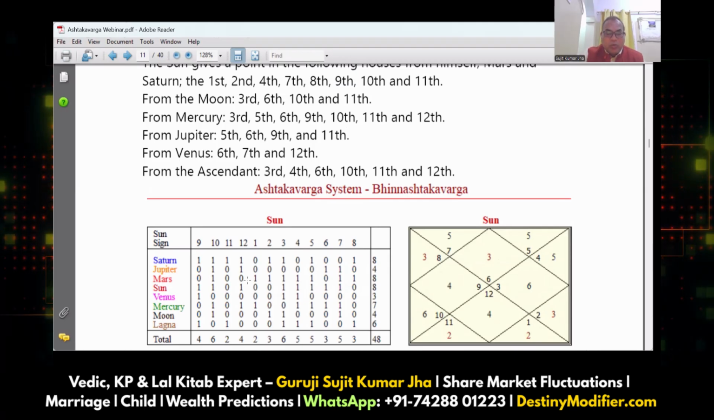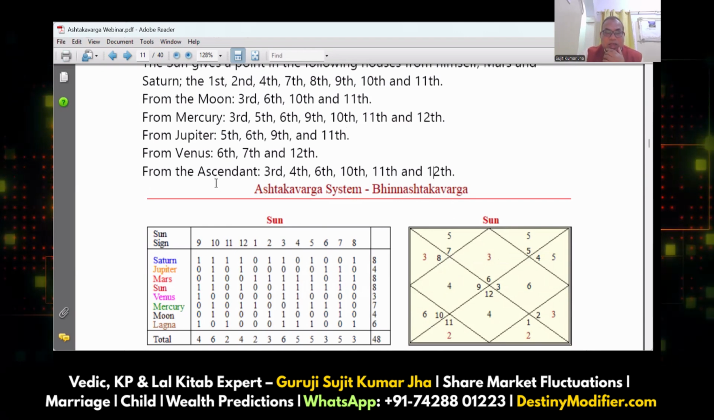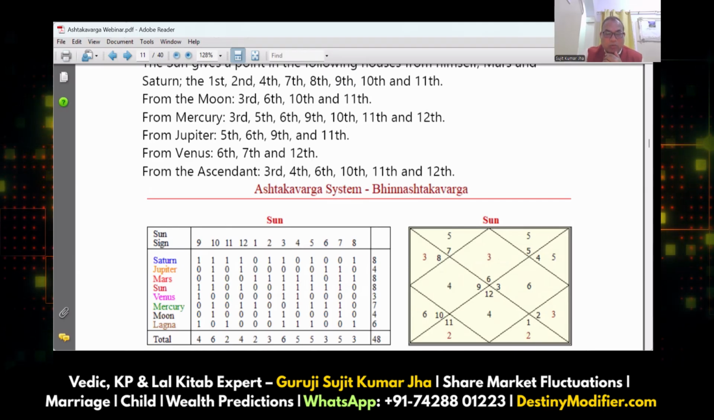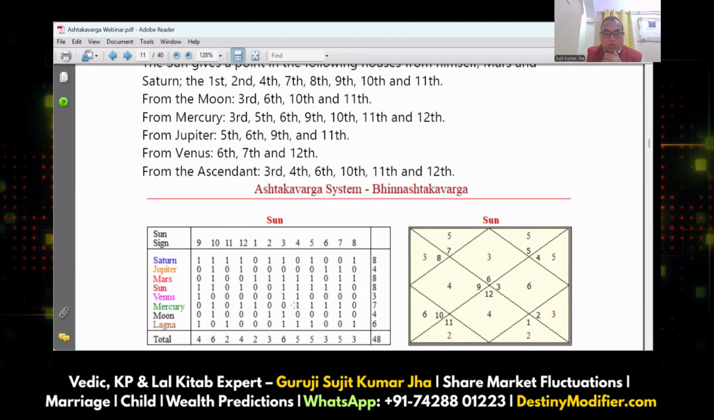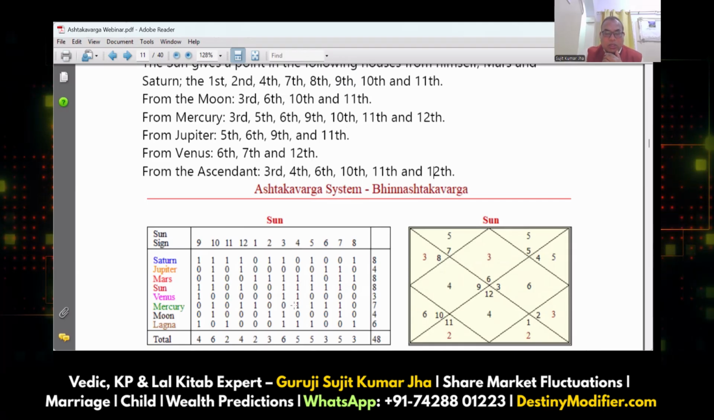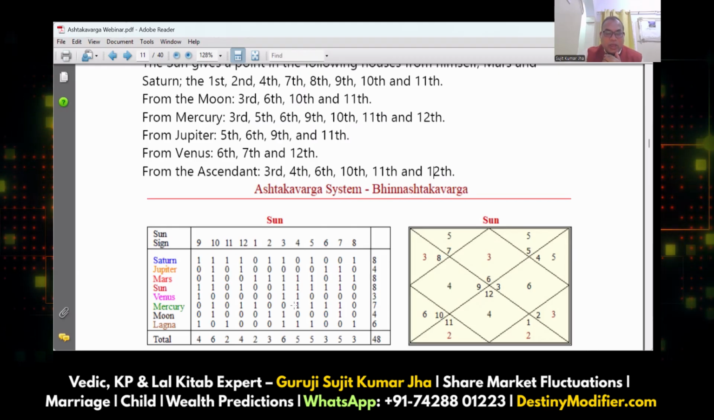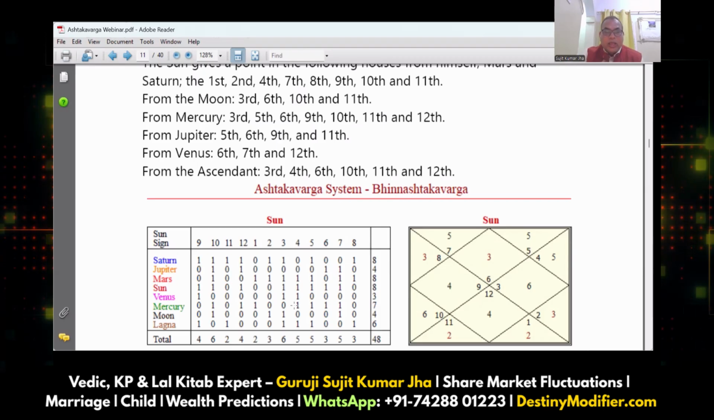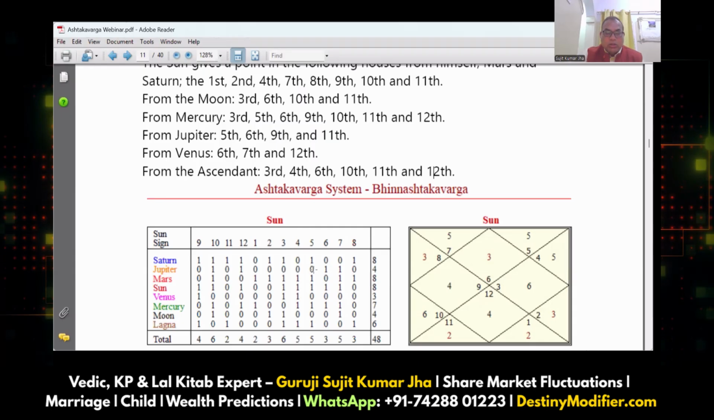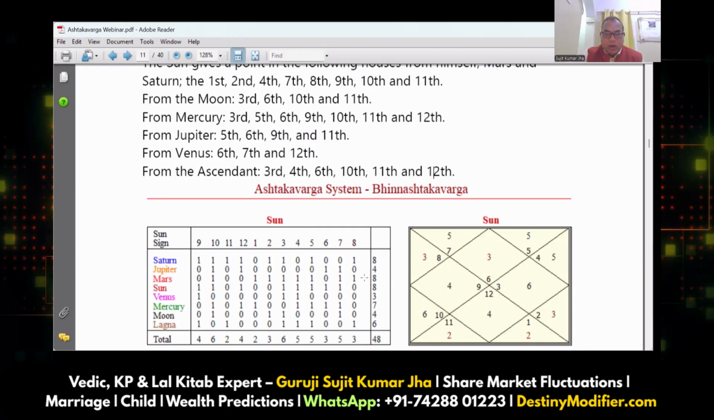Sun is not giving point in third house. So see, third house, no point. Sun is giving in fourth house. So see, fourth house, given point. So from Sun position, if you count, then fourth house will come in the Pisces sign. So they are also point given. Then fifth and sixth house, no point. Then 7th, 8th, and 9th, 10, 11, given points.